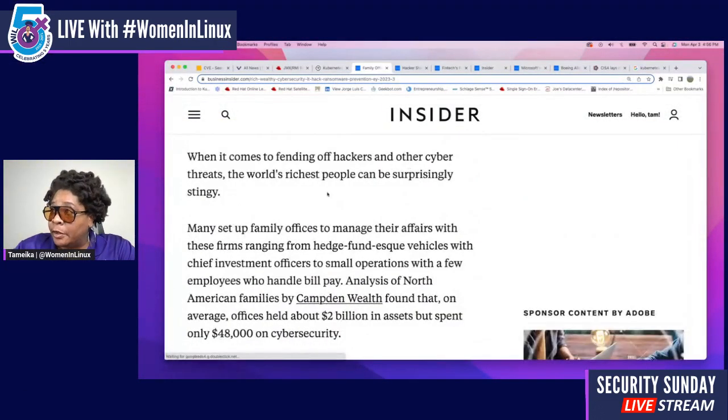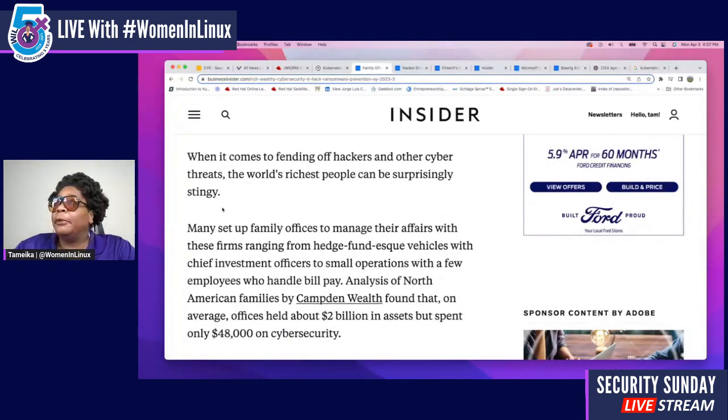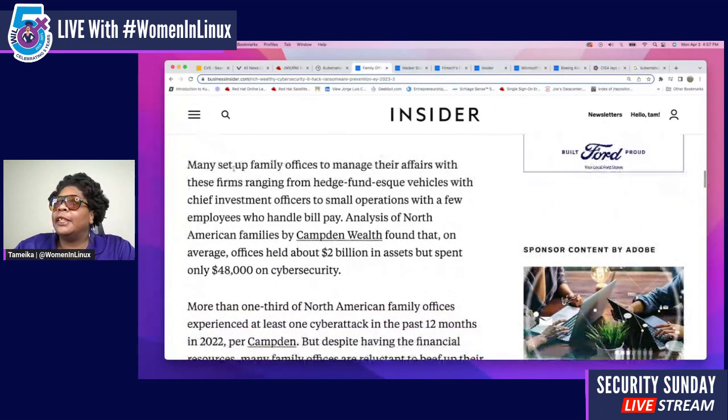All right. So when it comes to fending off hackers and other cyber threats, the world's richest people can be surprisingly stingy. Many set up family offices to manage their affairs, with these firms ranging from hedge fund-esque vehicles with chief investment officers to small operations with a few employees who handle the bill pay. Analysis of North American families by Camden Wealth found that on average, offices held about $2 billion in assets, but only spent $48,000 on cybersecurity.